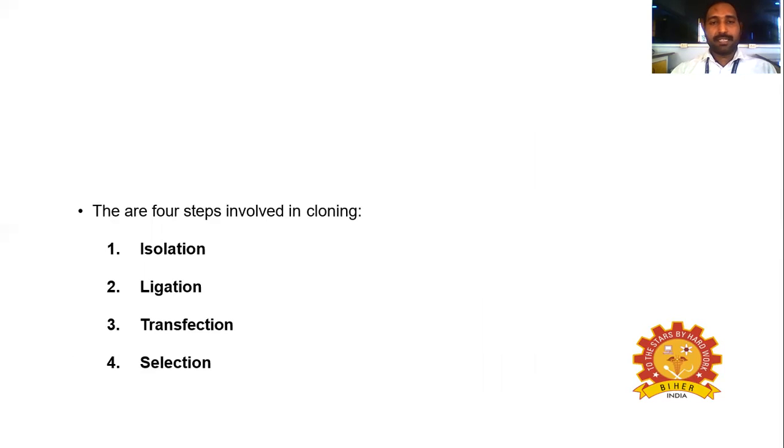Here we have four major steps involved in cloning. The first one is to isolate the gene of interest and select the particular vector for transgenic plants or cloning purposes. The second step is ligation. Once that is done, you go for transfection. Once the transfection is over, you select the recombinants and not the non-recombinants, so that only the recombinants are taken for our cloning purpose.